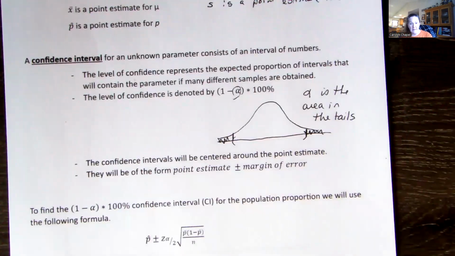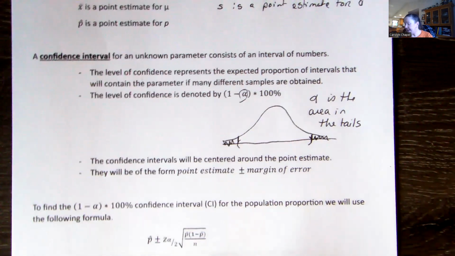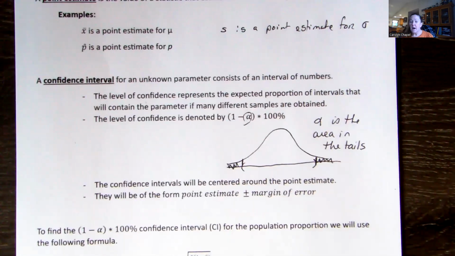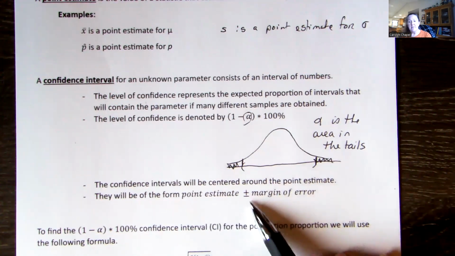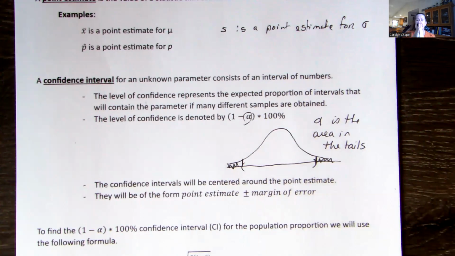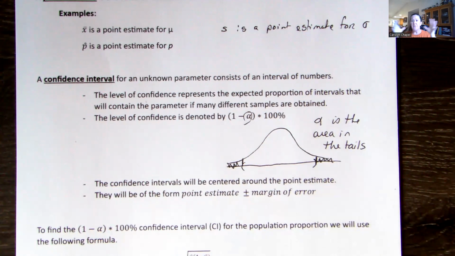The confidence interval will be centered around our point estimate, so either our X bar or our P hat. They will be of a form: it's going to be this point estimate, and we'll be adding and subtracting. So we're going to go from the center point estimate, we're going to go up and we're going to go down a certain value, and that value that we go is going to be called our margin of error. So how far away are we going to allow ourselves to be?